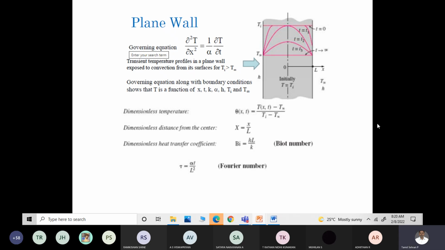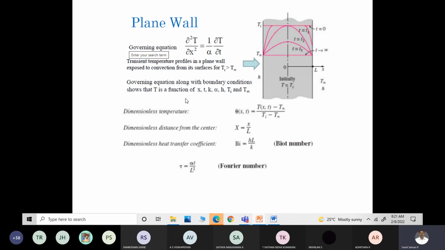Now, in the case of an infinite solid, the temperature is a function of x, the thickness, measured from the center up to any point. It also depends upon time, the thermal conductivity, the thermal diffusivity, and the convective heat transfer coefficient of the fluid it comes in contact with. h is the convective heat transfer coefficient of the fluid, T infinity is the surrounding fluid temperature, and Ti is the initial temperature. Is it fine, students? So the temperature is a function of all these things.